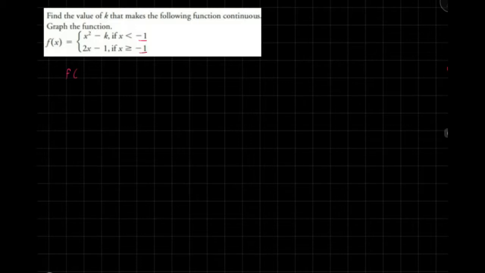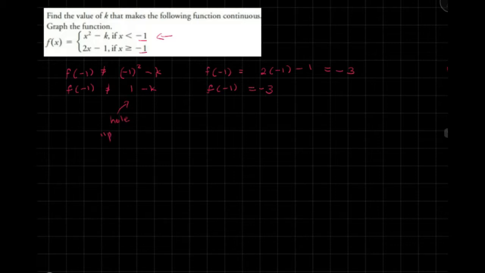So f of -1 should not equal -1 squared minus k, because this interval up top here should only exist where x is less than -1, so it doesn't equal -1. So f of -1 should not equal 1 minus k, right? But f of -1 here can equal the second function, 2x minus 1, 2 times -1 minus 1, which is -3. So f of -1 can equal -3. Now, by itself, there's going to be a hole at this point. So there's basically a hole or a point discontinuity.